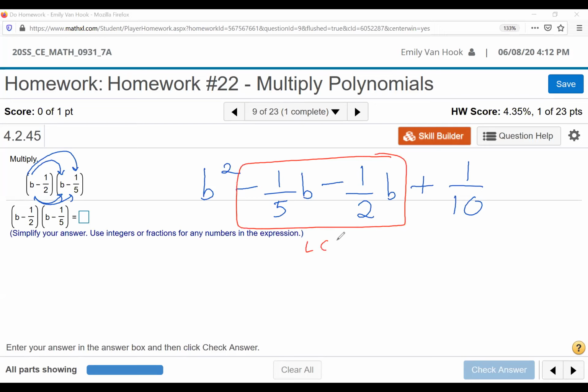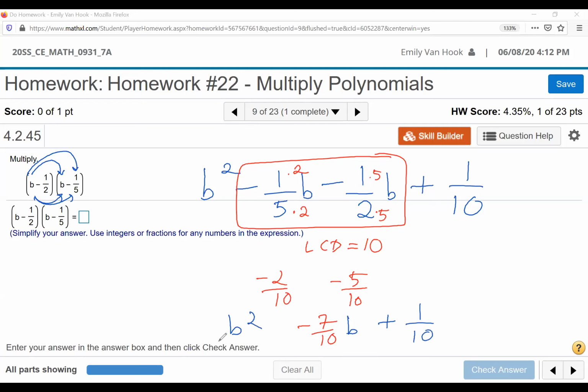Let's get a common denominator to combine these fractions. We can do 5 times 2 is 10. So I'll do 5 times 2, 1 times 2. So that's negative 2/10. And then times 5 times 5. So that's negative 5/10. So if I put those together, that's negative 7/10. Okay, now if I put everything back together with the variables, b squared minus 7/10 b, and then plus 1/10.